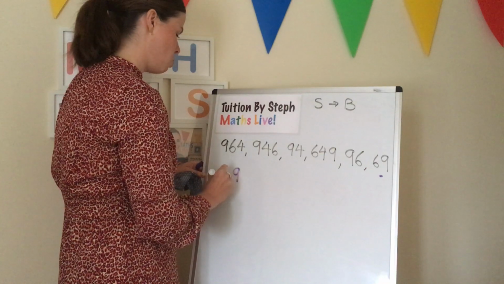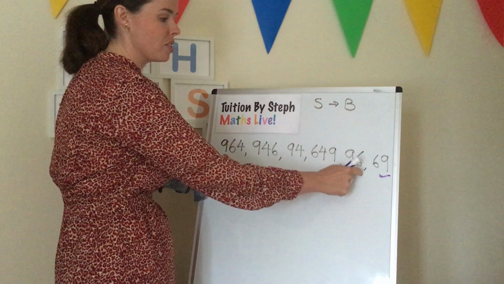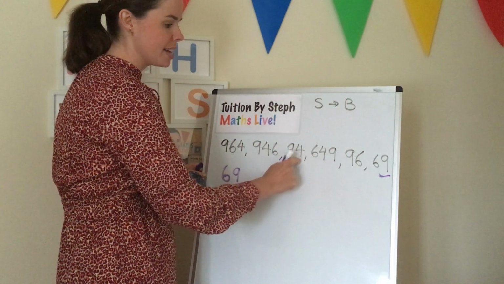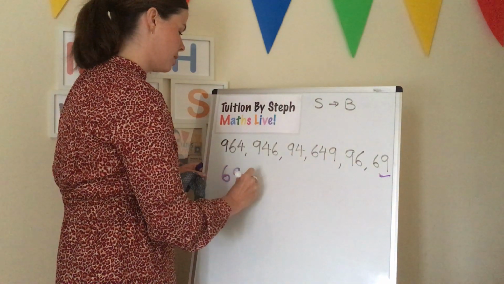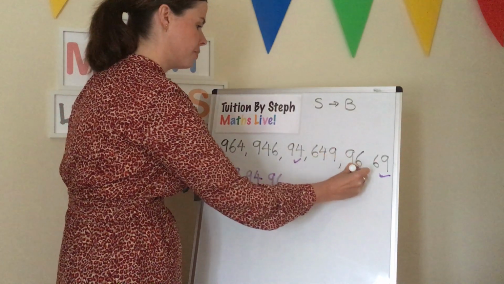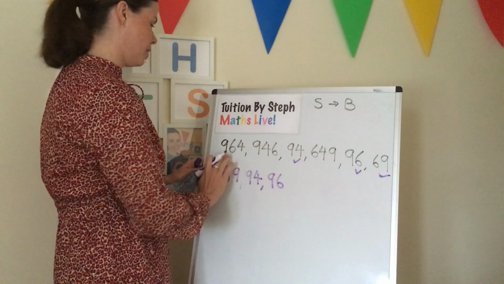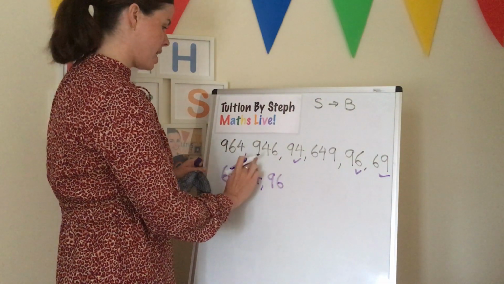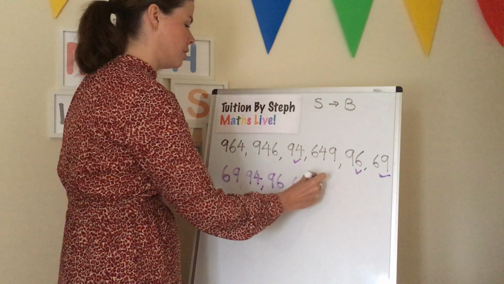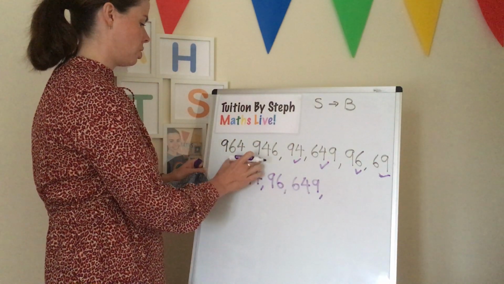69 is my smallest number to begin because it's only got 6 tens, whereas 94 and 96 have got 9 tens. Now in the units, it's 94 and 96. So 94 is next, and then 96. So done, done. Okay, now the rest of the numbers all have 3 digits. We've got 900, 900, and 600. So 649 is next, and then we've got 2 next to each other to compare.